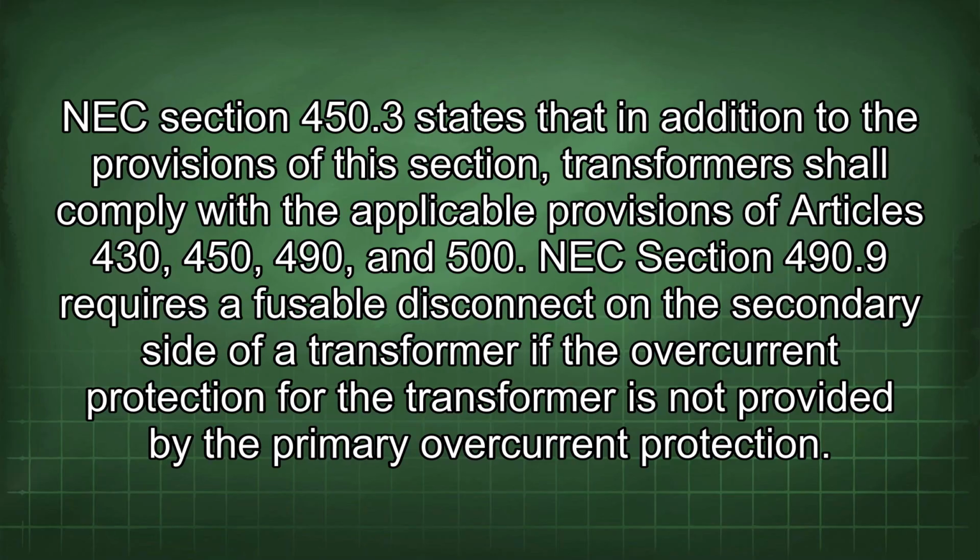NEC Section 450.3 states that in addition to the provisions of this section, transformers shall comply with the applicable provisions of Articles 430, 450, 490, and 500. NEC Section 490.9 requires a fusible disconnect on the secondary side of a transformer if the overcurrent protection for the transformer is not provided by the primary overcurrent protection.